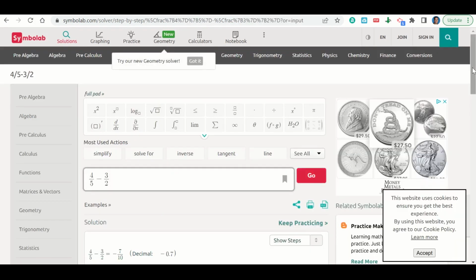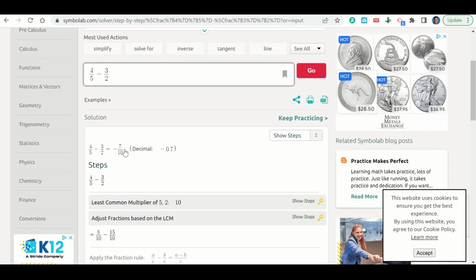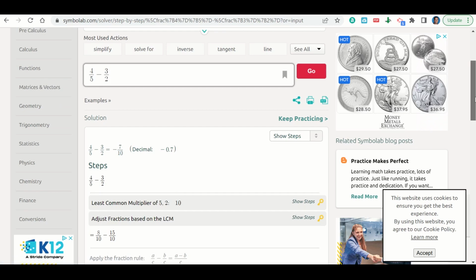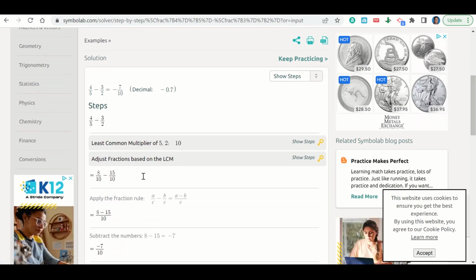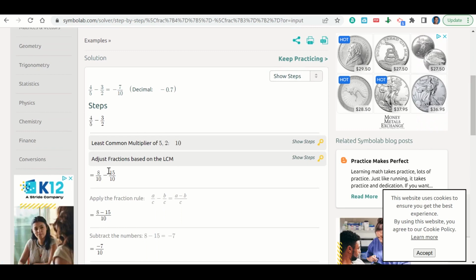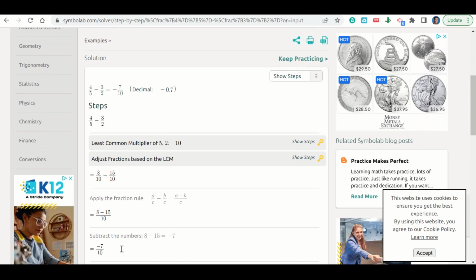And notice now it tells me what my answer is in a fraction. It'll also convert it to a decimal. For today's stuff, we just want to leave it as a fraction. So it says that it should be -7 over 10. And it shows me step by step how to do this. So it shows me to get a common denominator. And when I do that, I should get 8 over 10 minus 15 over 10. Once I do that, I subtract the numerators, and I get -7 over 10.